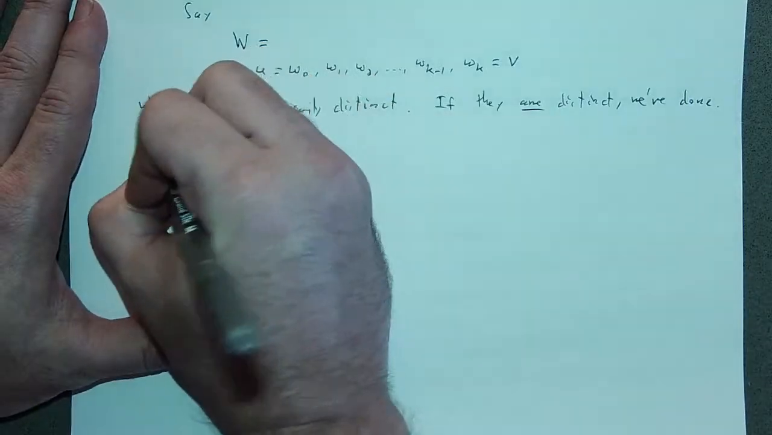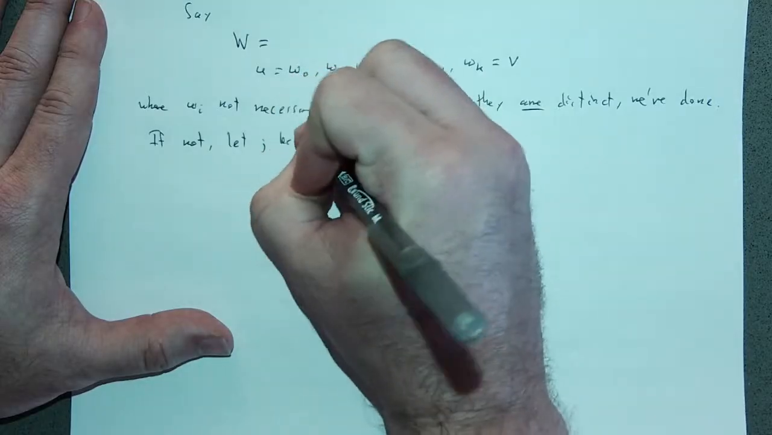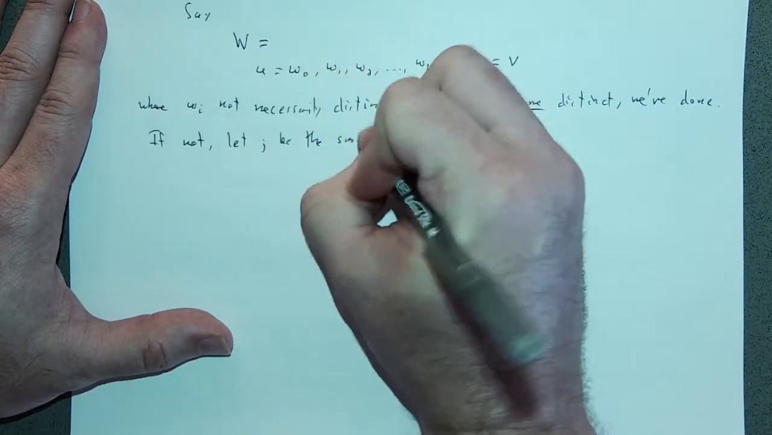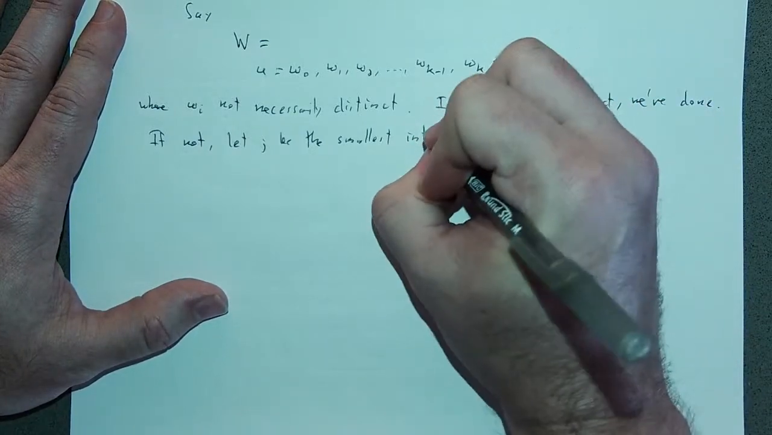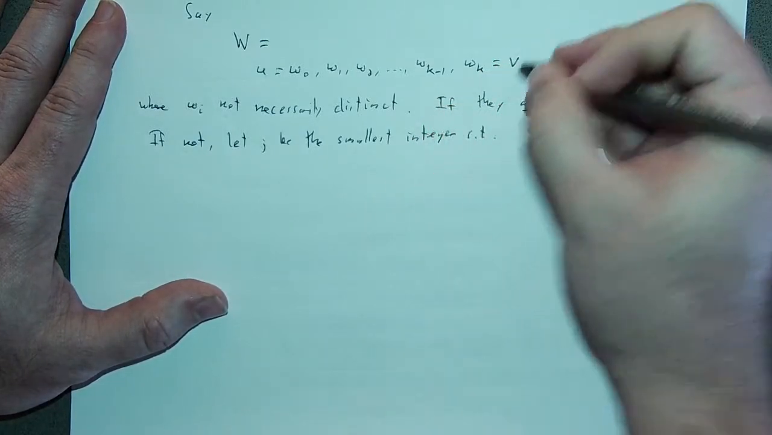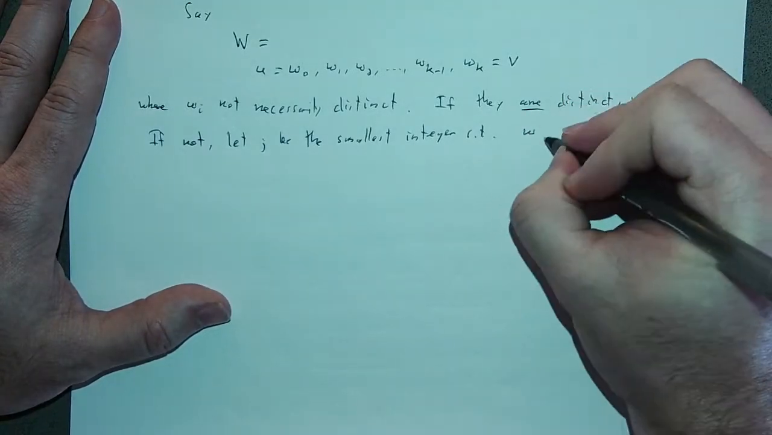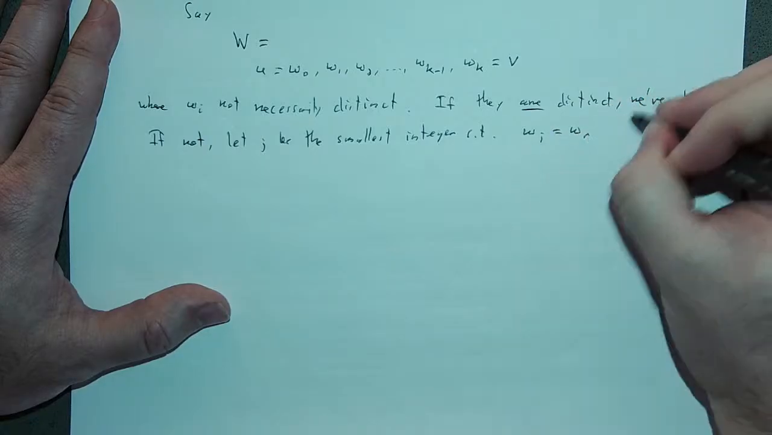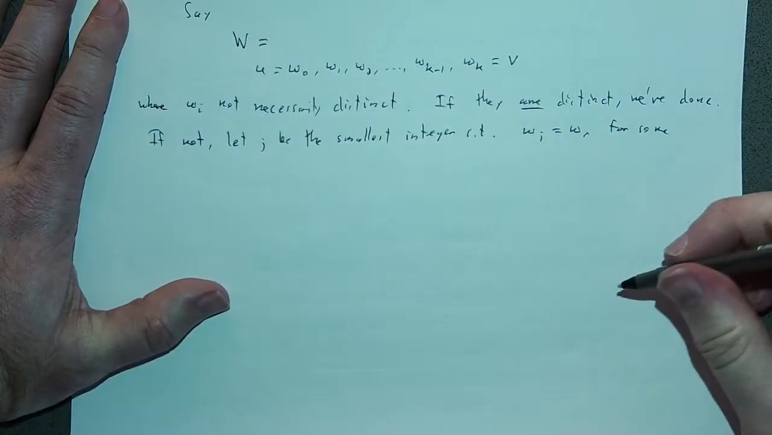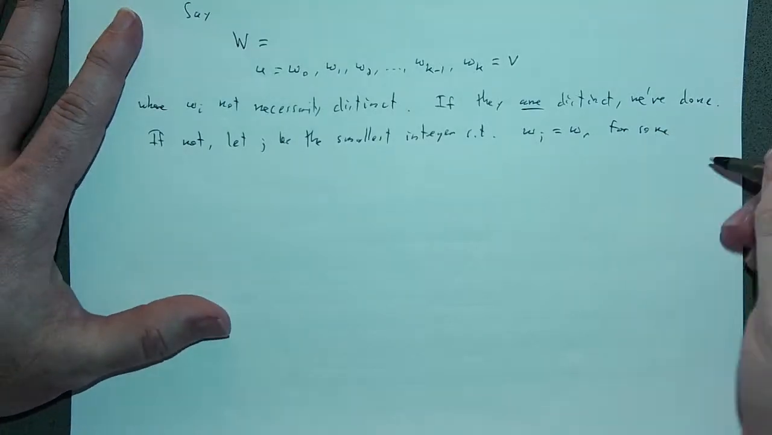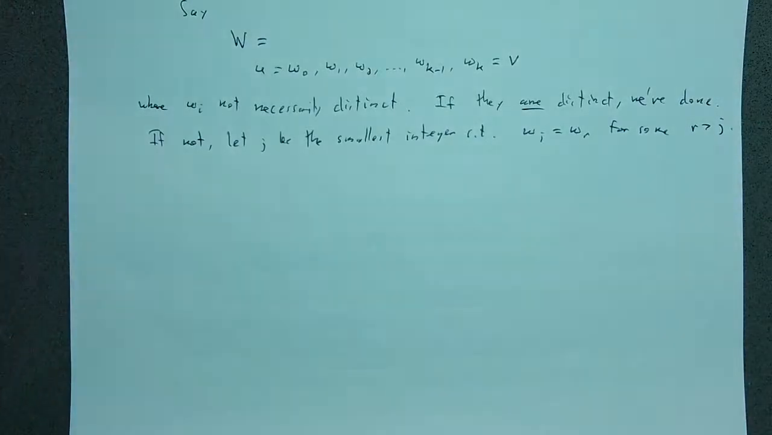So if not, let j be the smallest index, the smallest integer such that we have w_j equal to w_r for some r bigger than j but less than or equal to k.